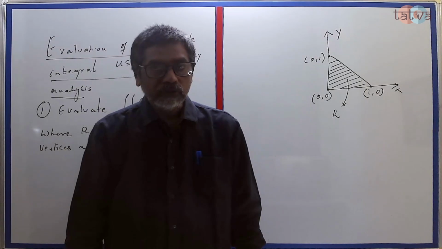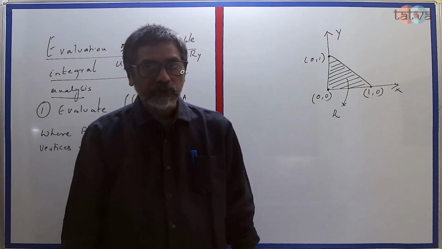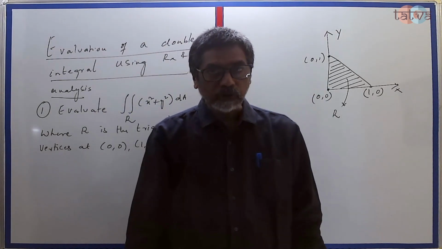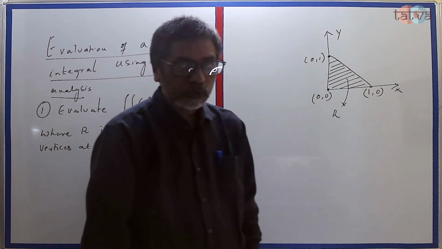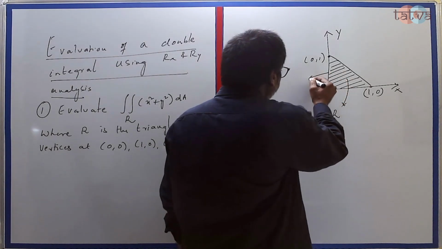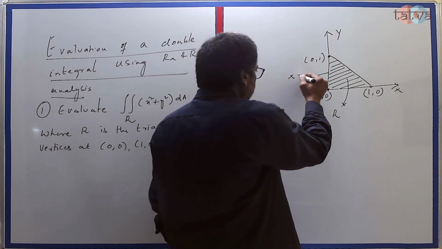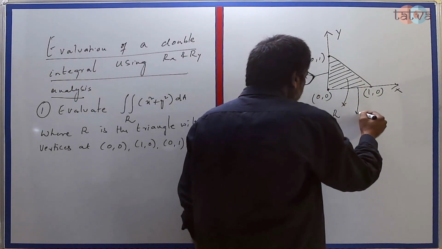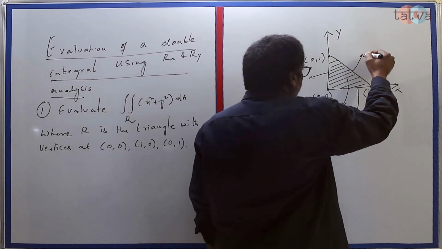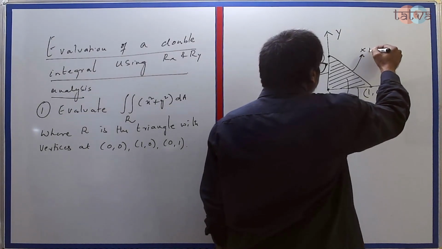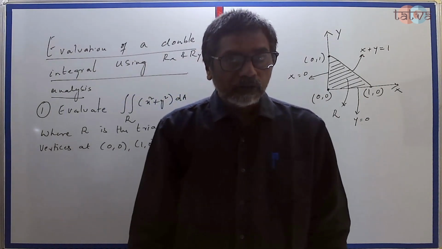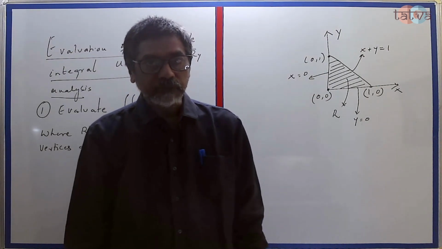Now, whenever you want to do a double integration problem, you must have sufficient information about the region and the boundaries. So here, let us write the equations of the boundaries. This is the y-axis, whose equation is x is equal to 0. This is the x-axis, whose equation is y is equal to 0. And that's a straight line whose equation can easily be written as x plus y is equal to 1. Now this is the region that has to be analyzed.